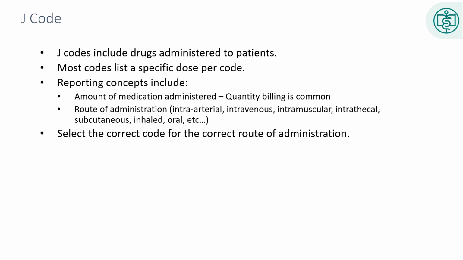The codes in this section are drugs that are given subcutaneously, intramuscularly, intrathecally, intravenously, orally, topically, or inhaled. The majority of J codes come with a specific dosage for a drug, so be careful of the quantity reported.